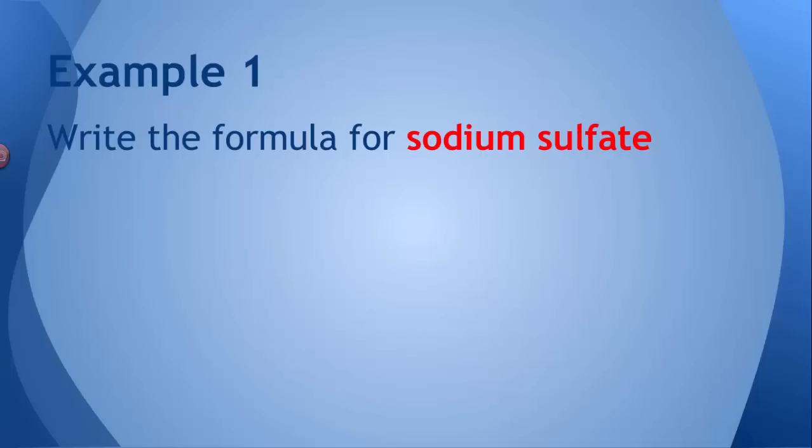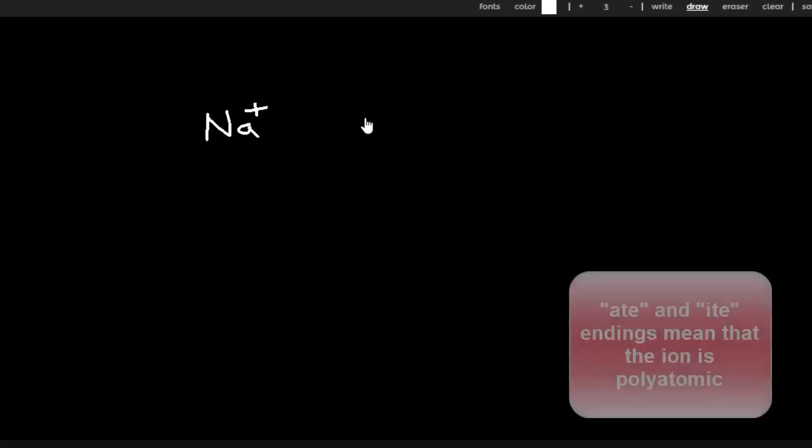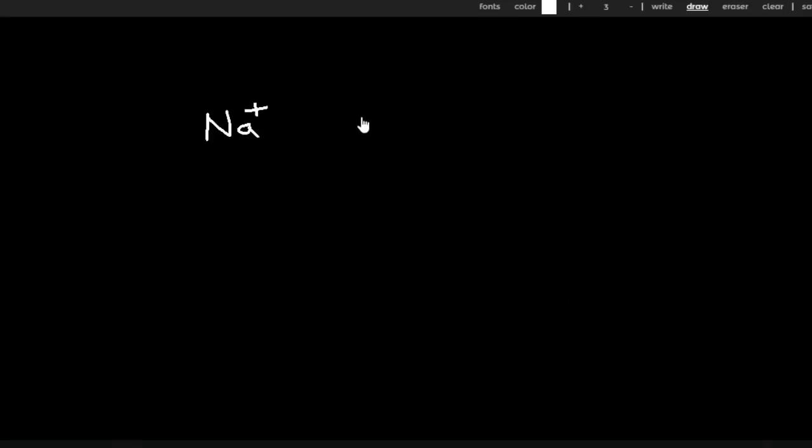We're going to write the formula for sodium sulfate. In order to write sodium sulfate, I need the 2 ion formulas. Sodium's easy. It's just Na. It has a +1 charge because it loses 1 electron to become just like neon. Sulfate, though, sulfate does not end in IDE. And because it doesn't end in IDE, it's not a monatomic ion. It ends in ATE. ATE means oxygen. So does ITE. Anytime you see ate and ite at the end of a name, it means there's oxygen involved.